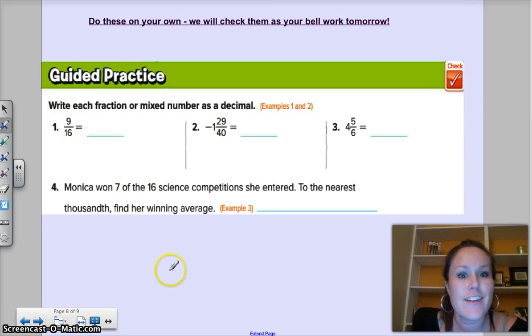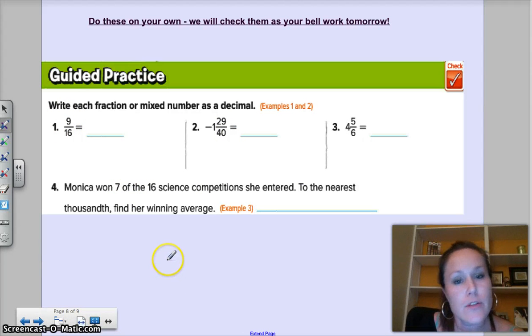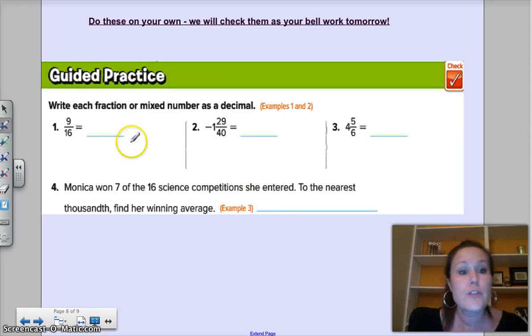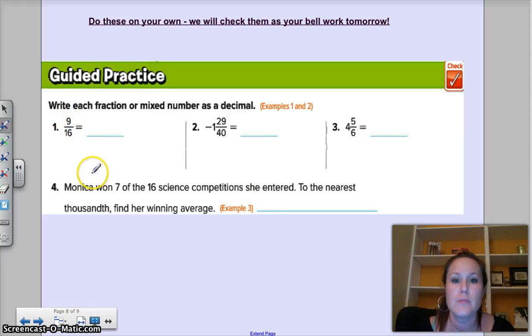Next, all right, we are at the end. All right, guided practice, guys. Here's how we're going to check this tomorrow. I would like for you guys to do these 4 problems on your own. Use your calculator all you want to. Rewind the video if you need to. Go back and check some of the stuff that we've already talked about. And you're going to do questions 1, 2, 3, and 4. This is your entrance ticket tomorrow. We are starting here as your bell work. So you are going to have these done for me tomorrow when you walk into class.